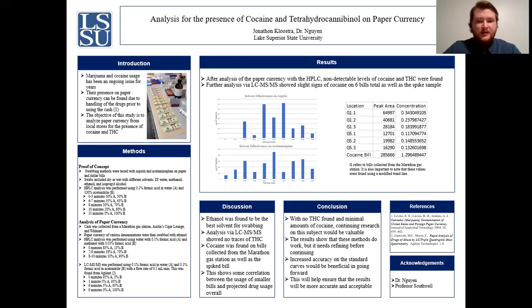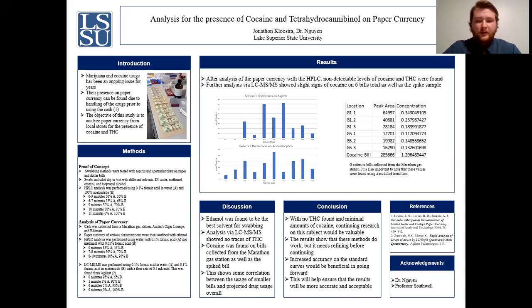So what we see is that ethanol did work very well for aspirin and acetaminophen. You can tell by the 2 graphs on the left. It shows a higher average was picked up using ethanol. And then analysis via LC-MS showed no traces of THC, but we were able to find the cocaine on the gas station samples. This shows some slight correlation between low value currency and projected drug usage overall.